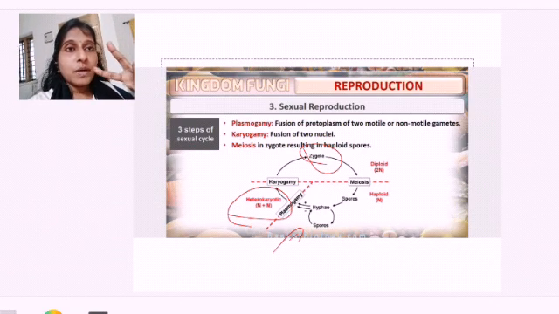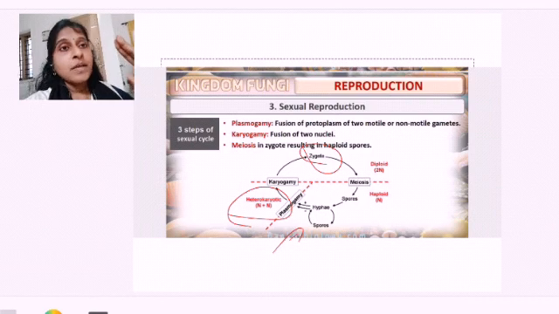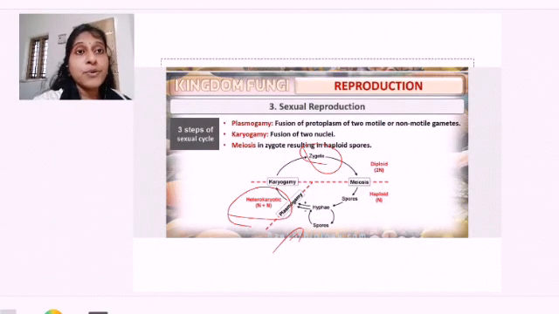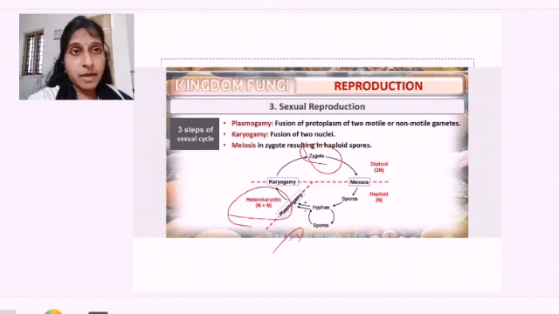I will repeat once more. Two hyphae, one plus and another one minus, come together and fuse. Fusion of protoplasm we call as what? We call that plasmogamy. When the nuclei fuse, we call it karyogamy. The fused nucleus is called what? Heterokaryon, because it is a combination of two nuclei from two different hyphae.